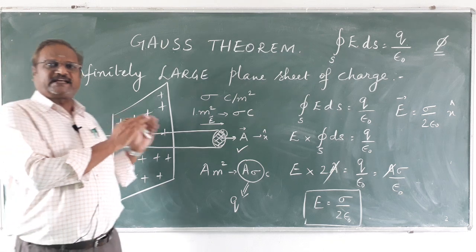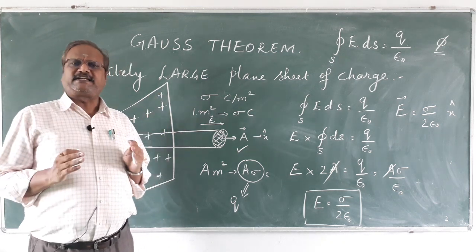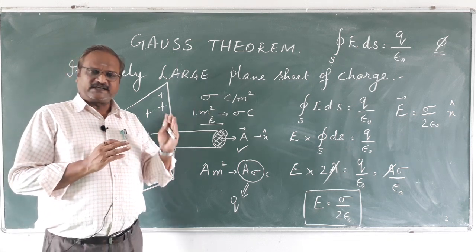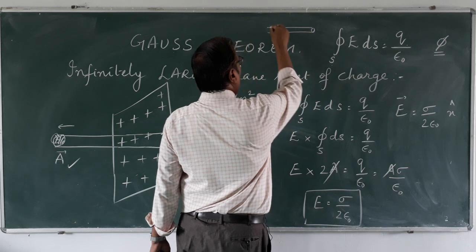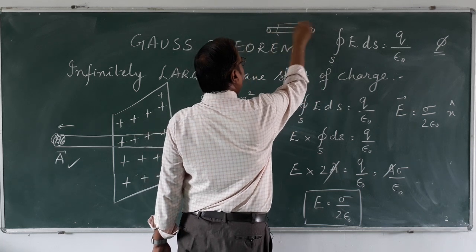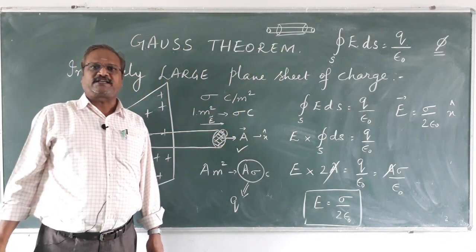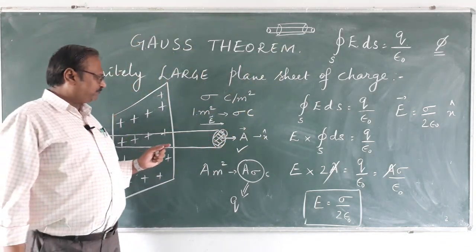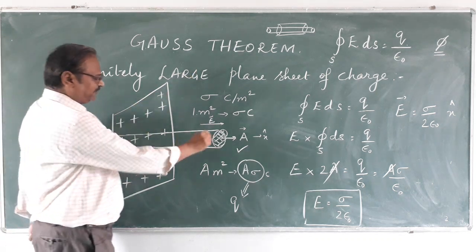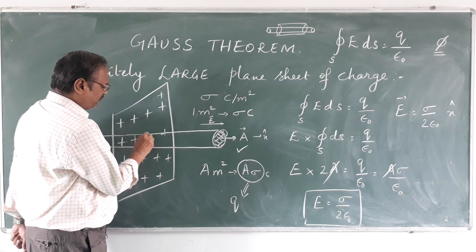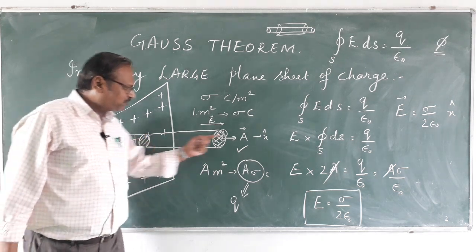So we have come to the end of Gauss theorem. There are 3 applications usually we study. One is an infinitely large line of charge, right? And we took there also a cylinder as an example. And we studied about the spherical shell, which is not there for this year. And next, we have taken an infinitely large plane sheet of charge, for which we have derived it taking a Gaussian surface, the imaginary surface, to be a cylinder and the direction in which it is acting.